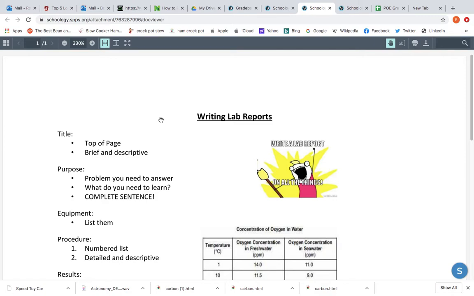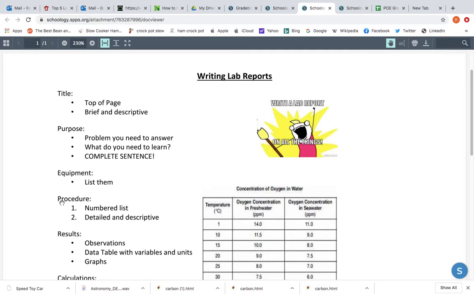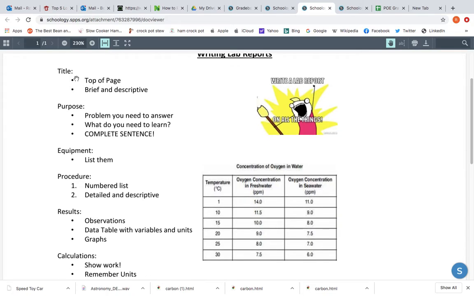These are your notes for how to write a good lab report. This is just a template or a pattern to use. These are things that we should see in a good lab report, what we would call a one-page report. In a lab report, we always want to have our title on the top of the page. In other words, the title of the experiment or the activity that we're working on, and a brief description. The title is a brief description of what we're covering.